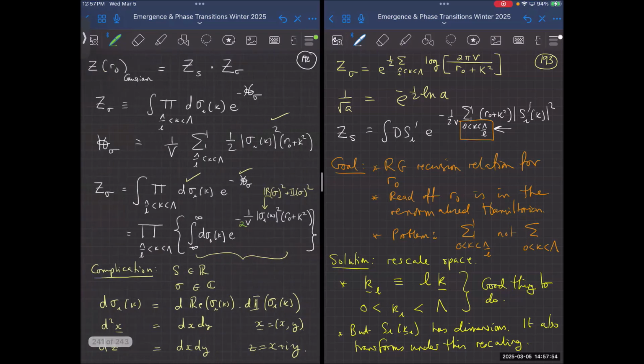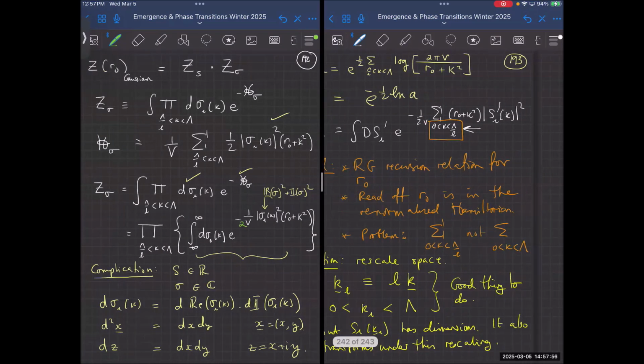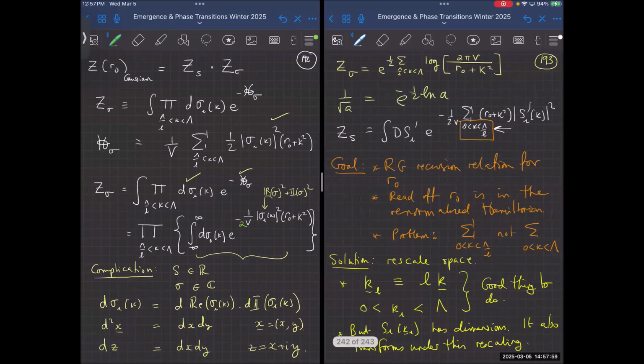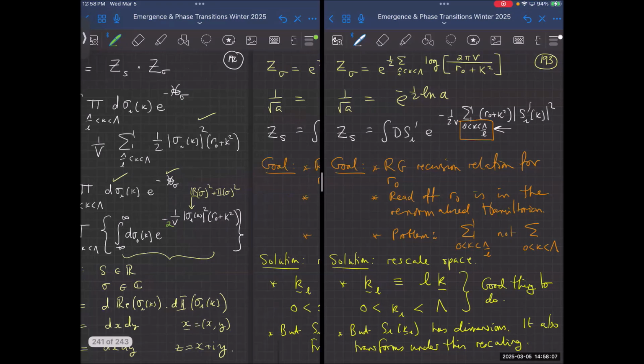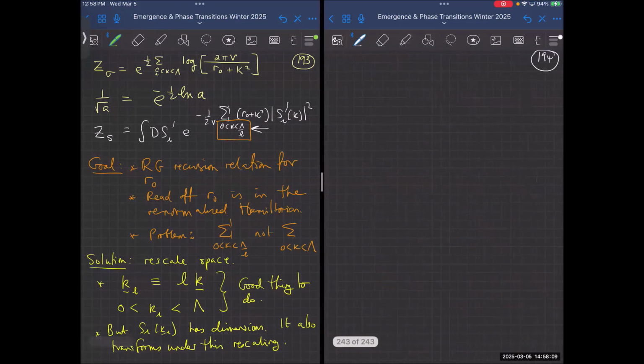And let's go back to where we were. So S has dimensions. So if we do the rescaling to fix the limits of the integral, as it were, the limits of the sum, we also have to transform S itself. So let's see how we do that.